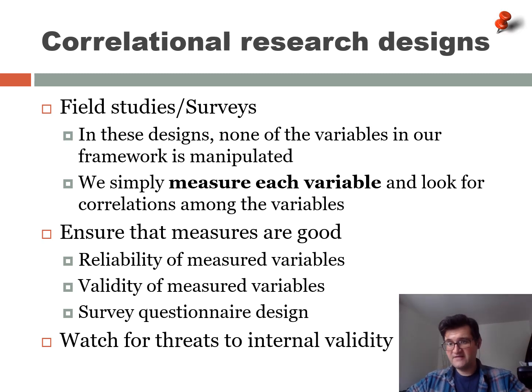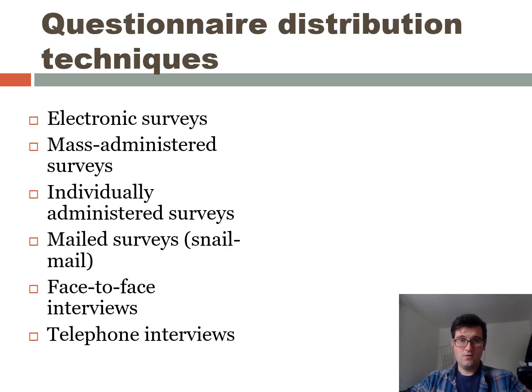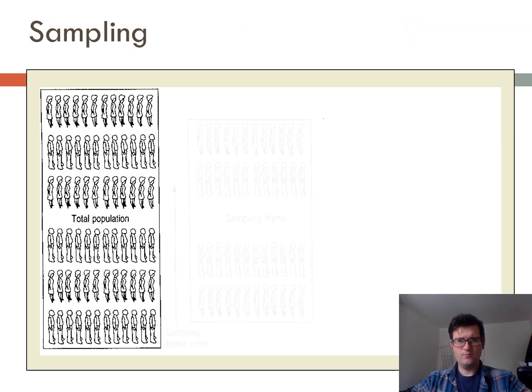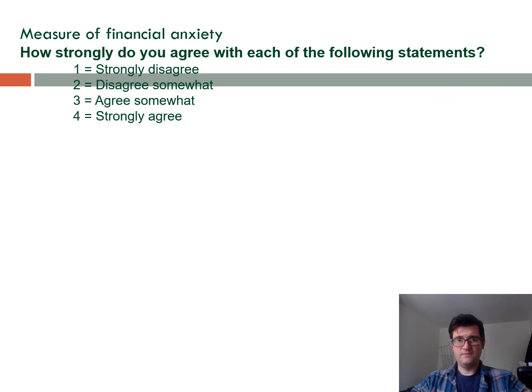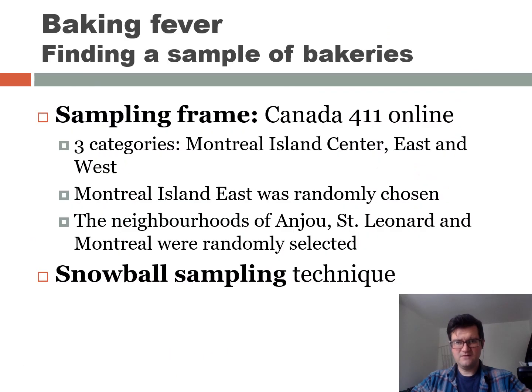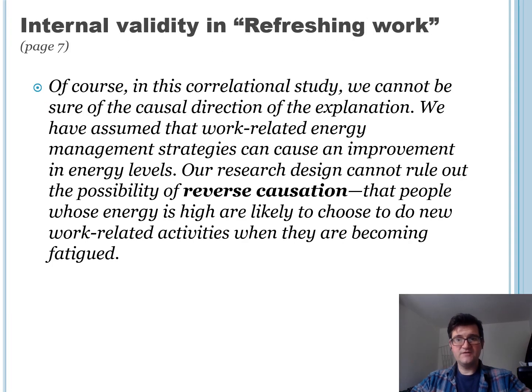And in general, we have to pay attention to what those threats to internal validity are. We have to be aware of how reverse causation and spurious relationships could affect and limit our conclusions. Actually, we talked about this stuff last week, so I'm not going to worry about that. We talked about that last week too. We've already talked about sampling this term. So here we're going to talk about the refreshing work study.